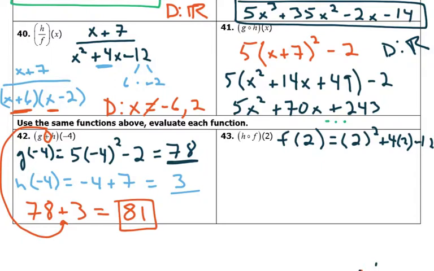All right, what do I end up getting? I end up getting 0 because 2 squared is 4. 4 plus 4 times 2, which is 8, so we get 4 plus 8 is 12. 12 minus 12 is 0, so we end up getting 0 here. All right.